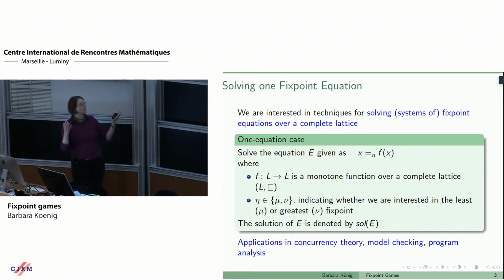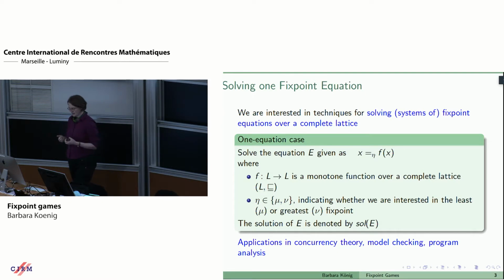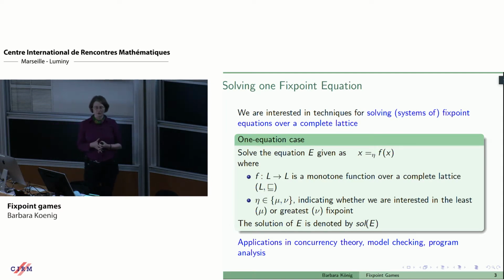Okay, so let's start with the really easy case. Just to get going, we're interested, I said, in solving systems of fixed point equations, or now just a fixed point equation, over a complete lattice. So assume you're given a fixed point equation, so an equation of the form x equals f(x), and there's an additional index eta, and this eta is either mu or nu, telling us whether we want to consider the least or the greatest fixed point. And f, as usual, is a monotone function over a complete lattice. And just for the terminology, the solution of E is denoted by sol(E).